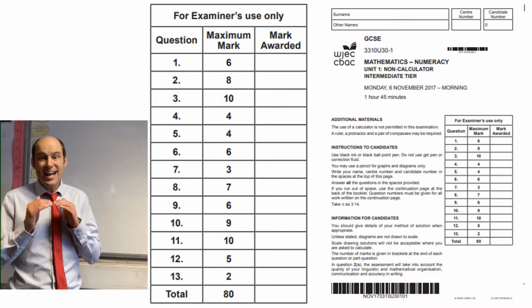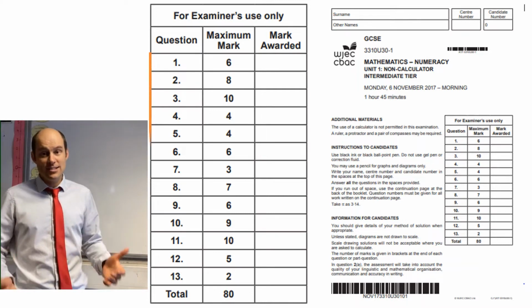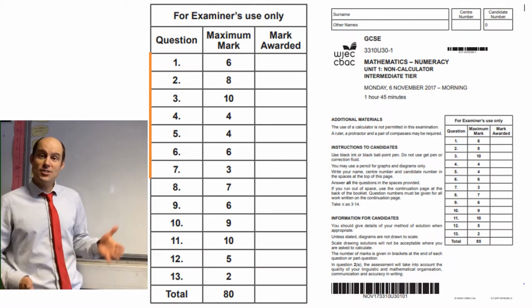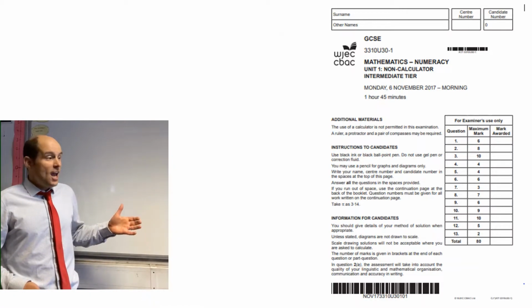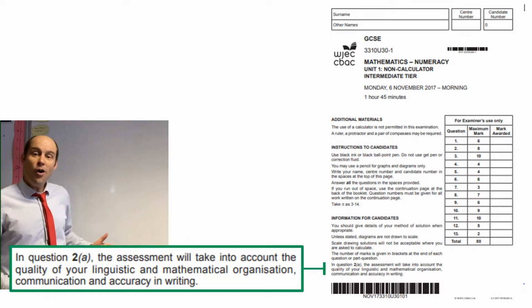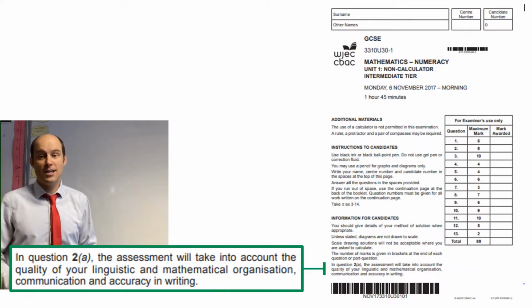It's worth trying to add up to see how far you need to get in the exam to get a C, which is half of the marks, which in this case takes us to question 7. It also tells us at the bottom of the exam paper which question has the extra 2 marks for the way you communicate your answer. It's really important that you answer this question.